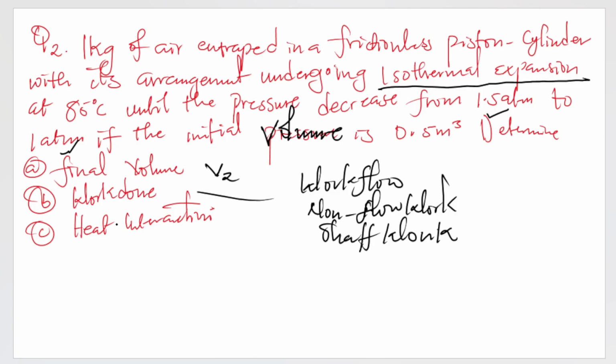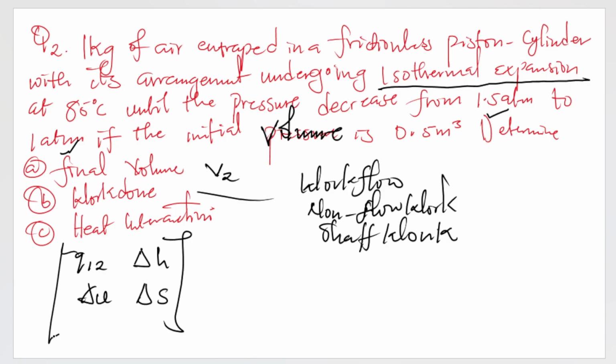Now the next thing we are seeing there is your heat interaction. And I told you that when you want to calculate your heat interaction, you have in mind that you are going to calculate four parameters: your Q12, the heat for state 1 and state 2, your change in internal energy, change in enthalpy, and change in entropy. Are we together? So if you've gotten these four parameters, then you've calculated the heat interaction by the system. Are we together?